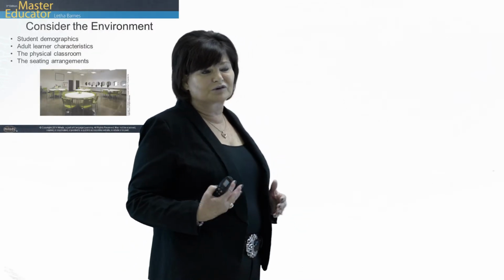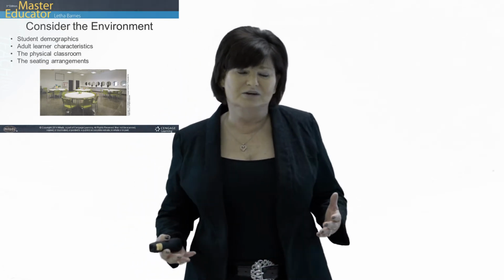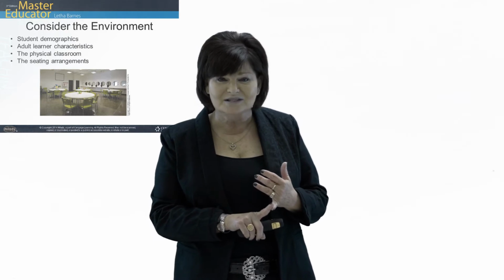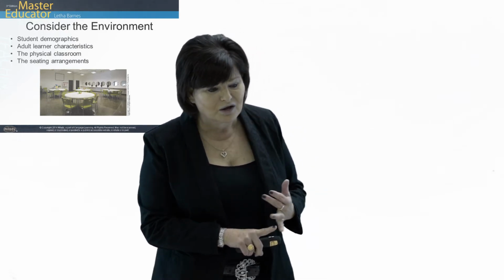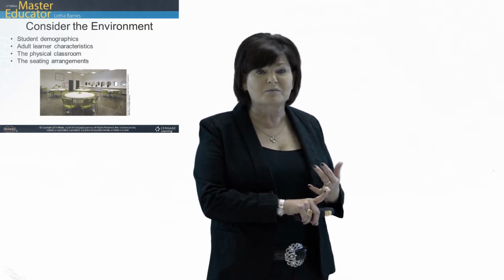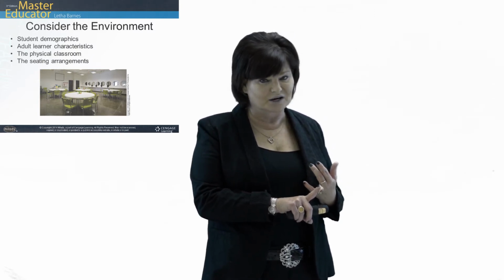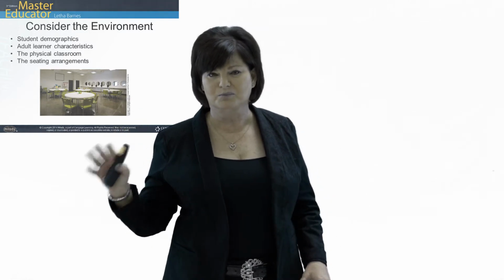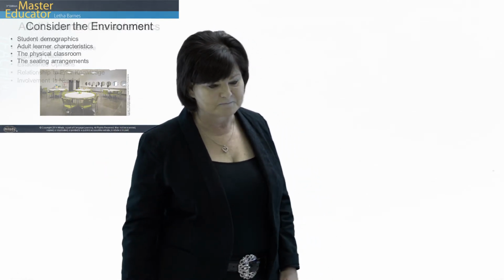When you're talking about your environment, you have to think about your student demographics. You have to think about your adult learning characteristics. They're there, and they do make a difference in what you do. You have to think about that physical classroom. And one of the most important things that you need is classroom setup in the way of seating arrangements. A classroom setup makes you or breaks you. And we're going to talk about some of those in just a little bit.